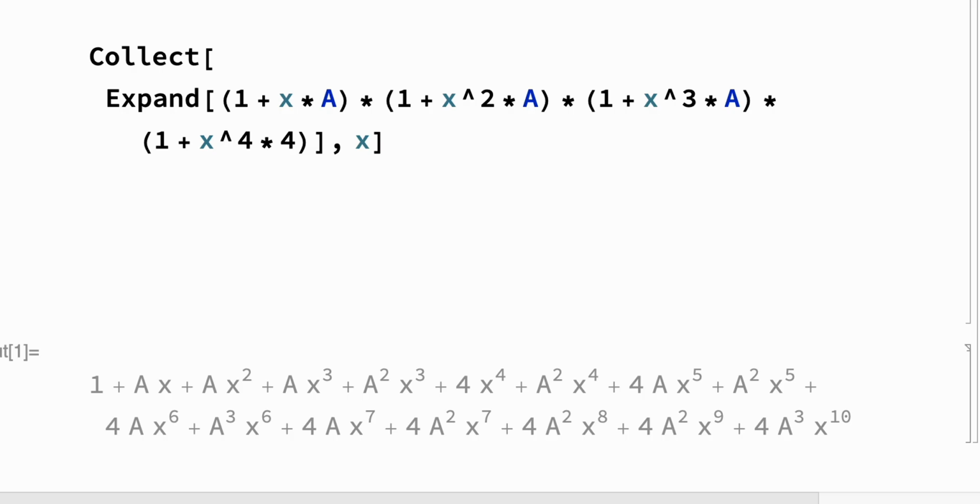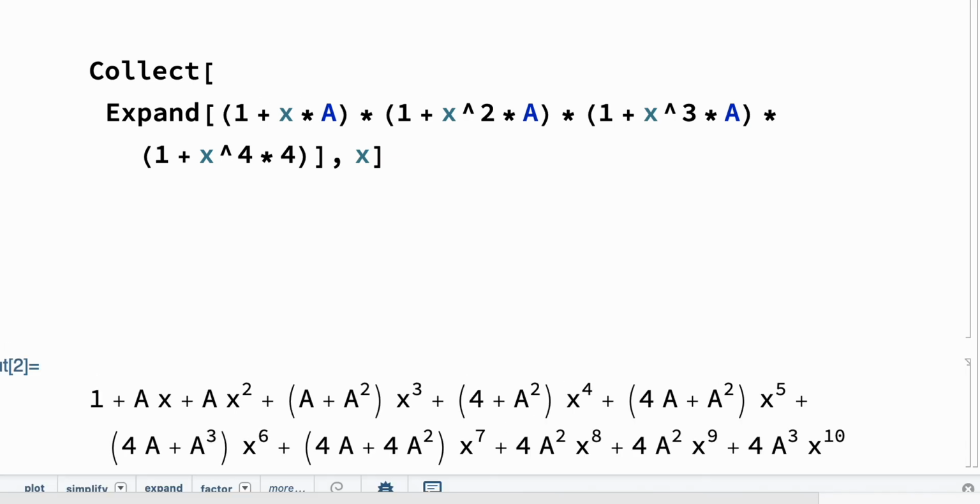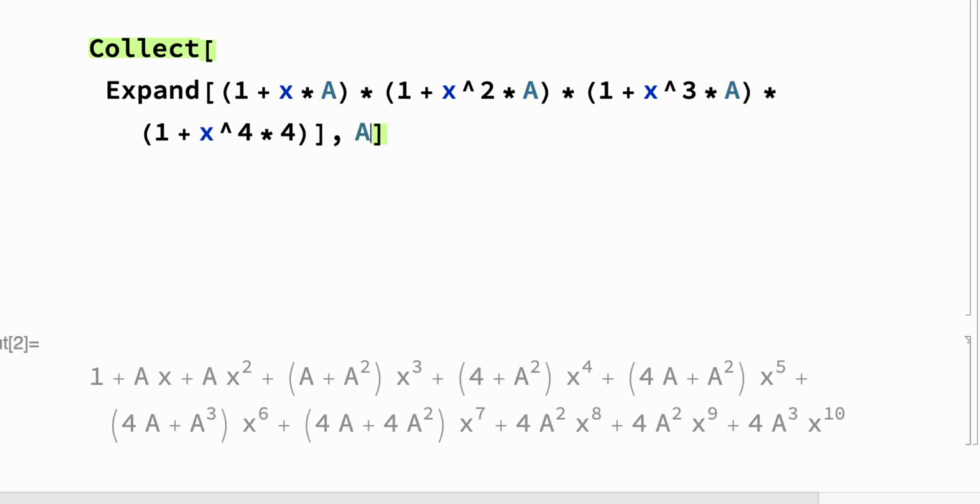Now what will it do? It will collect all the terms with the same exponent of x. So you can see that it is 1 plus ax square plus a square x cube. Now what will I do? I will not expand it in terms of x, I will expand it in terms of a.